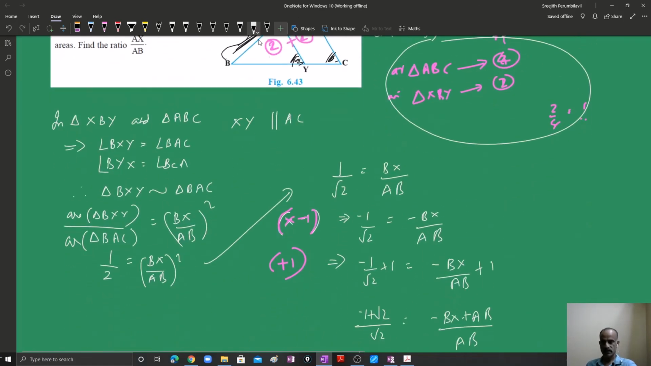So we have just compared the two triangles, established similarity, and used the theorem. What is that theorem? The ratio of the areas of similar triangles is equal to the square of the ratio of the corresponding sides. Then we took the square root, multiplied by minus 1 and added 1 on both sides. What is the concept of this? If two equal things are there, multiply by minus 1, equality doesn't change. Okay, so that's the idea.